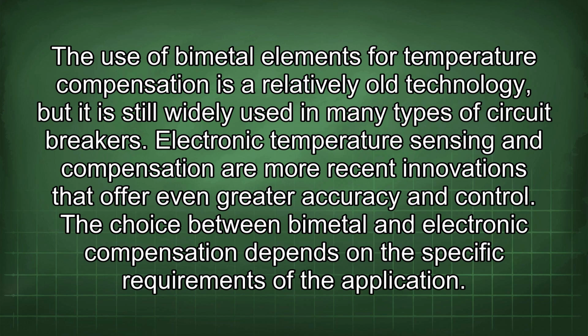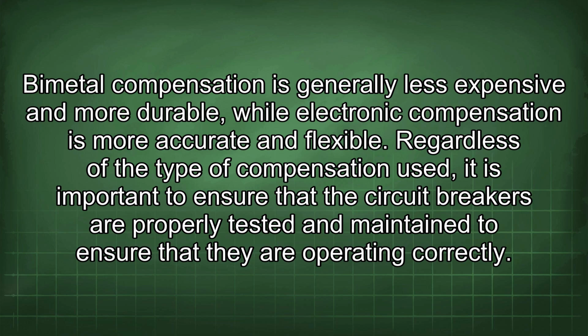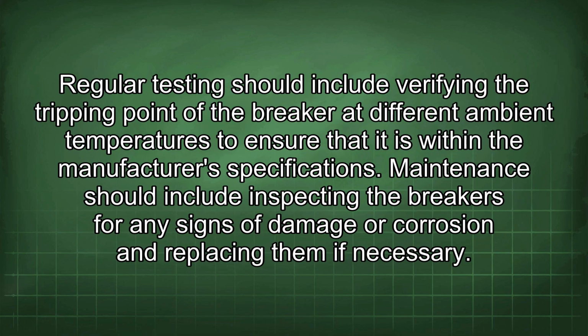The choice between bimetal and electronic compensation depends on the specific requirements of the application. Bimetal compensation is generally less expensive and more durable, while electronic compensation is more accurate and flexible. Regardless of the type of compensation used, it is important to ensure that the circuit breakers are properly tested and maintained to ensure that they are operating correctly. Regular testing should include verifying the tripping point of the breaker at different ambient temperatures to ensure that it is within the manufacturer's specifications. Maintenance should include inspecting the breakers for any signs of damage or corrosion and replacing them if necessary.